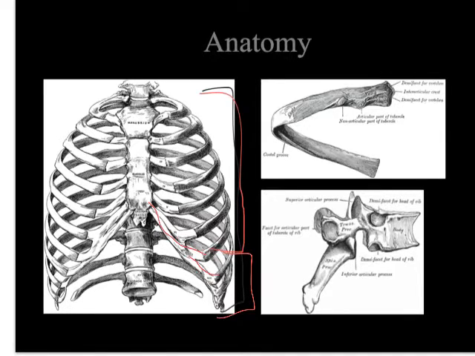You'll notice they connect up to this costocartilage. The lower 2 of them, ribs 11 and 12, these ones down here, we're going to call floating ribs because they don't really attach to anything.